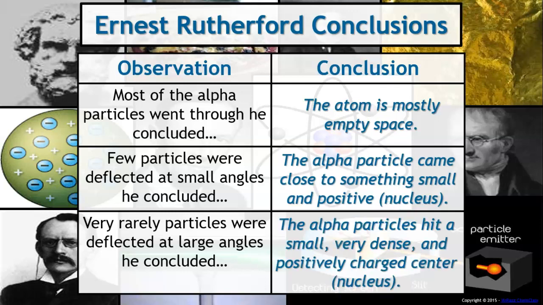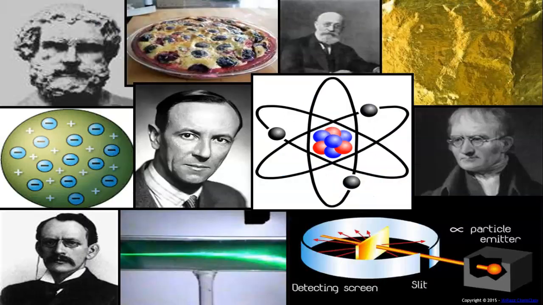And then once in a while, the alpha particles would deflect at these really large, crazy angles. Because of this, he concluded that those alpha particles must have hit a very small, very dense, positively charged center. And that is what we now know of as the nucleus of the atom, the very center of the atom that is full of positive particles called protons.